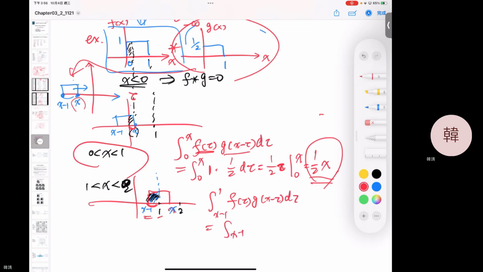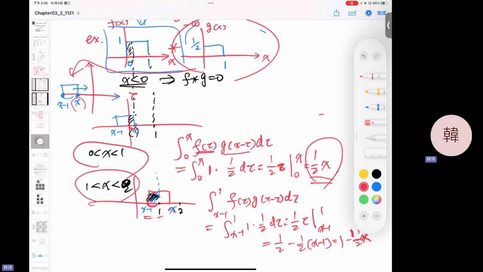So equal to what? This is 1/2 d tau. So the same, it's 1/2 tau, from x minus 1 to 1. So the result will be 1/2 minus 1/2 times (x minus 1). So it becomes 1 minus 1/2 x. Okay, so see, we have the corresponding result here. How about next? The next one will be x larger than 2.